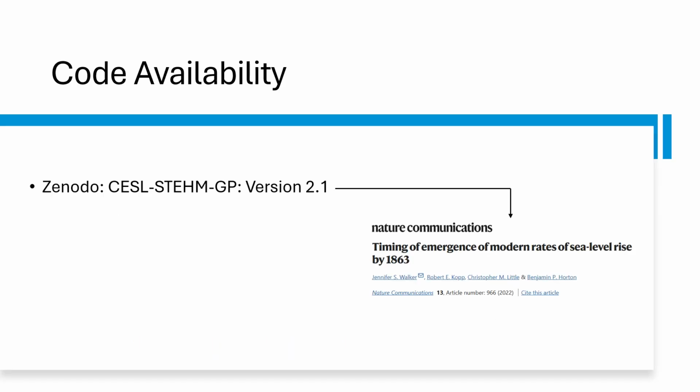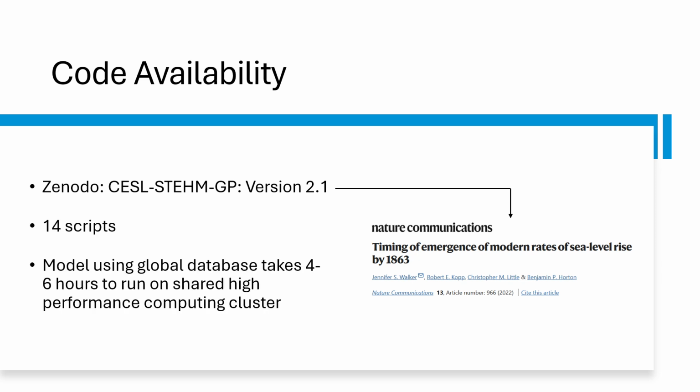So all of this code to be able to use this model is available online through Zenodo. The most recent version of the code was published with one of my papers a couple years ago, where I used the model to look at the time of emergence of modern rates of sea level rise. And just for reference, the code has 14 main scripts to run where you can change the model setup and where you're setting up the scales to be able to optimize those hyperparameters.